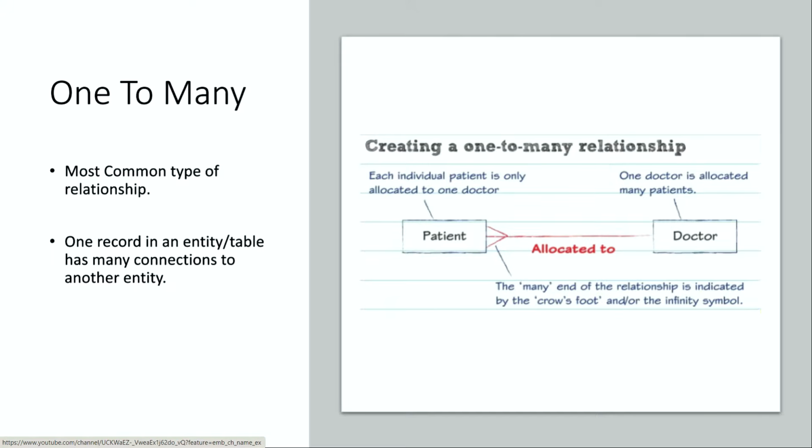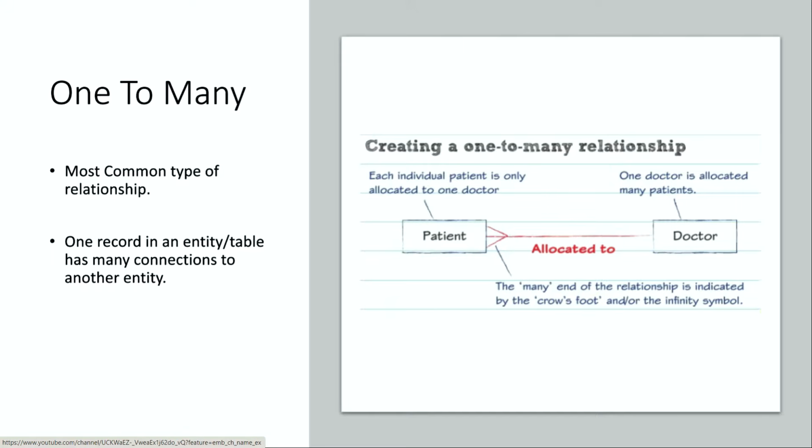Here we have 1 to many. This is the most common type of relationship that we will see when doing Unit 2. One record in an entity or table has many connections to another entity. So here we can see one doctor can have many patients, but many patients can have one doctor. That's saying exactly the same thing.